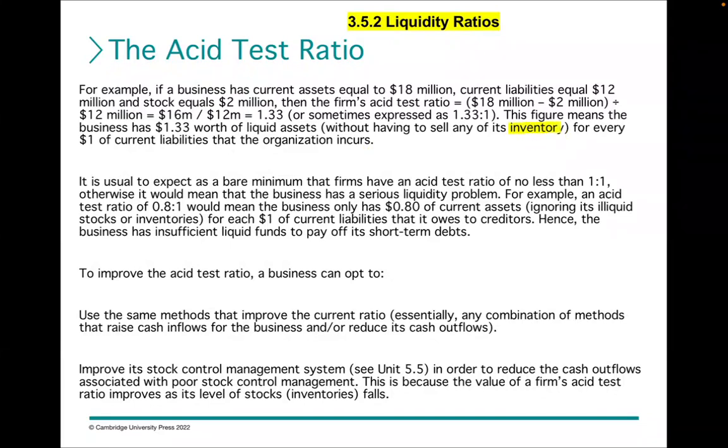Inventory, just remember, means stock. And liabilities, as you can understand, are the debts that the company has. It is usual to expect firms to have an acid test ratio of no less than 1 to 1. Otherwise, it would mean that a business has a serious liquidity problem. For example, an acid test ratio of 0.8 to 1 would mean that for current assets of 0.8, it would have $1 of current liabilities owed. So it will be basically in the red, seriously. So it needs to be, again, at least 1 to 1.